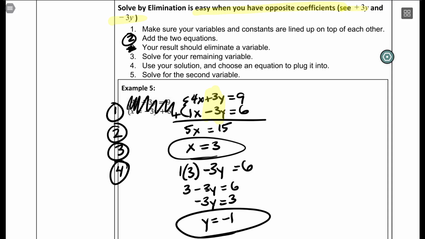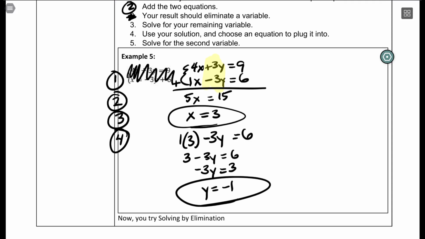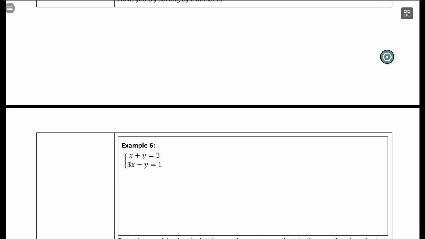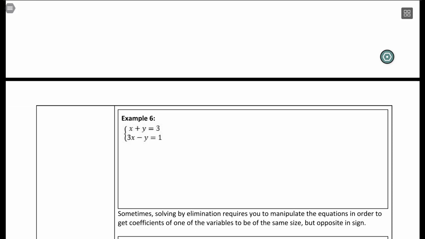Do those solutions look familiar? They should, because it's the same system, so we end up with the same solution regardless of the way that we solve it. x equals 3 and y equals -1. Okay? What I'd like for you guys to do now is also try solving by elimination in example number 6. Pause the video at this time. Try it on your own. Unpause when you're ready to look at the last example.